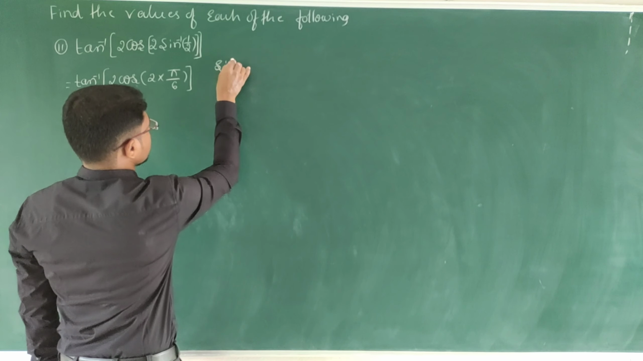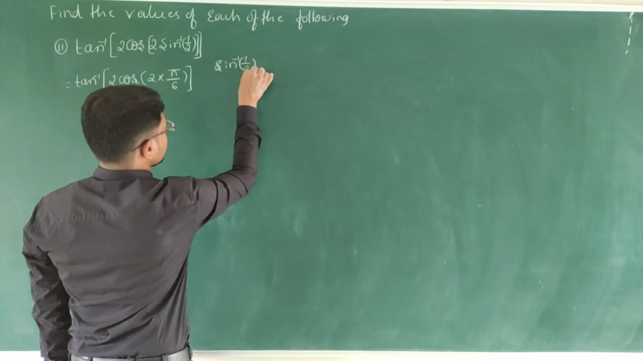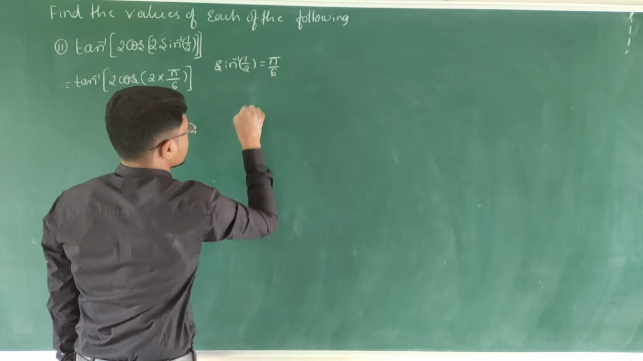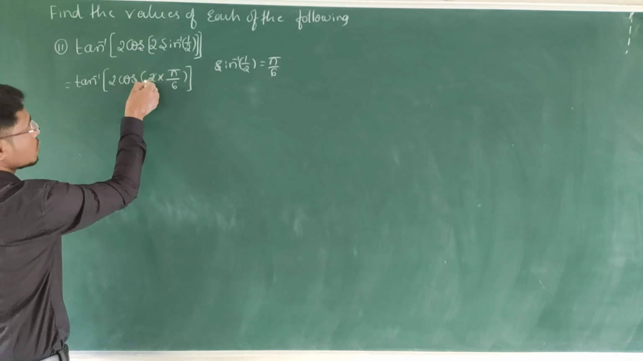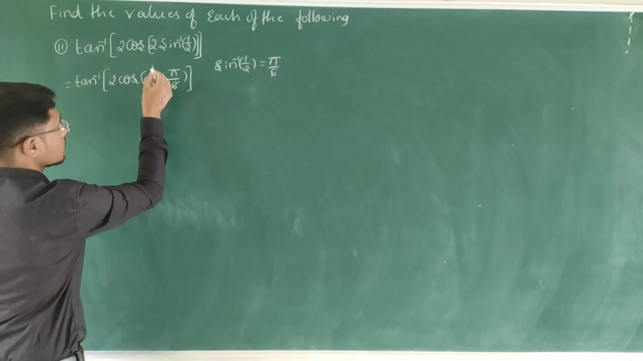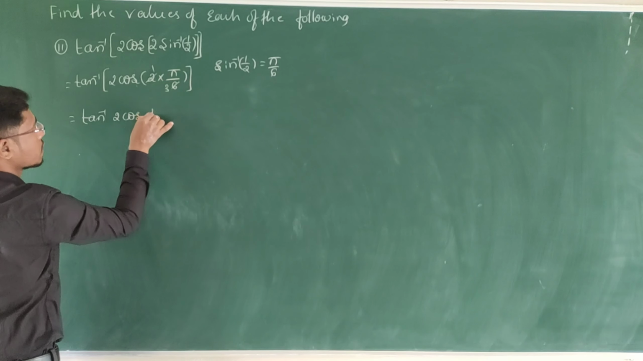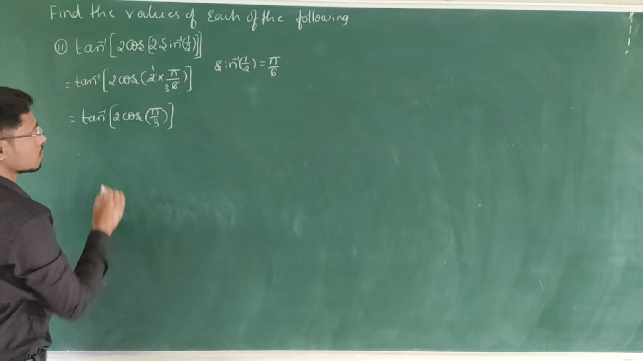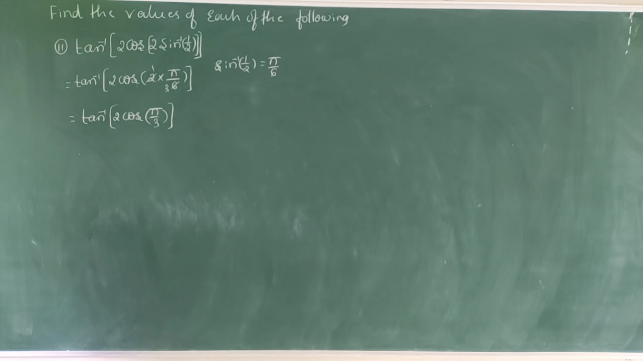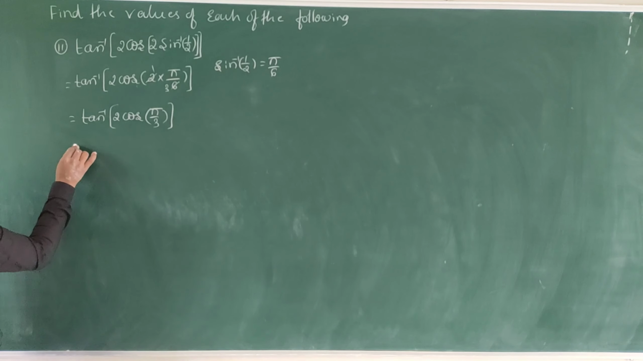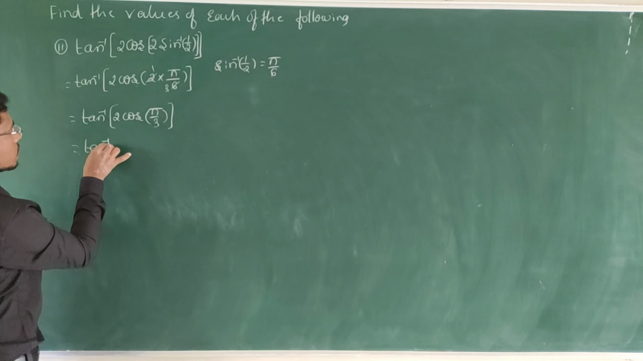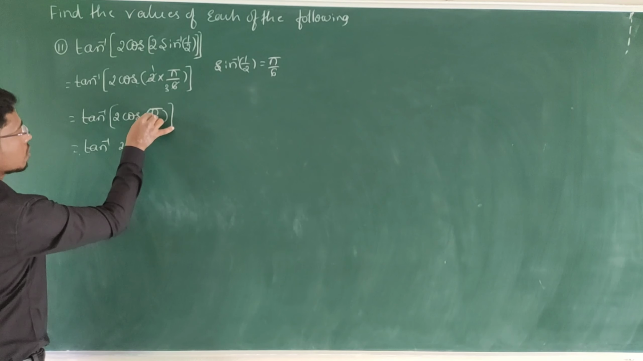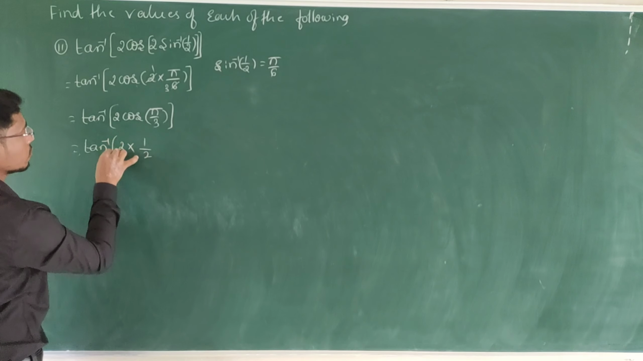Sin inverse of 1 by 2 is pi divided by 6. Two sixes are, two threes are, so 2 times pi by 6 remaining is pi by 3. Next, tan inverse of 2 cos of pi by 3. Cos 60, so what is cos 60? That is again 1 by 2. Tan inverse of 2 into cos 60 is 2 into 1 by 2.